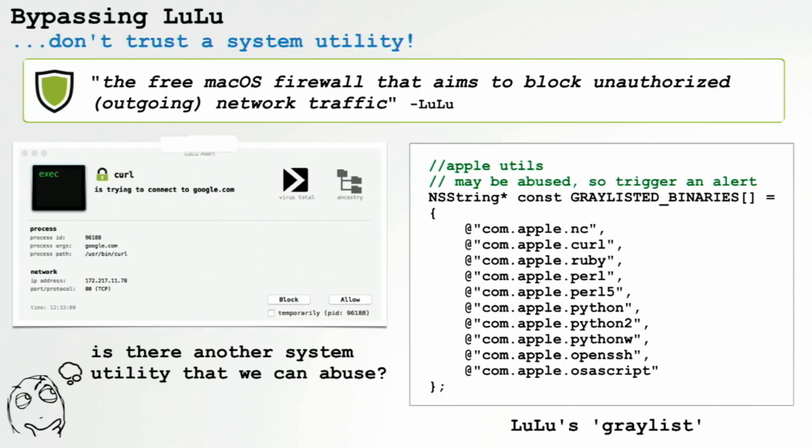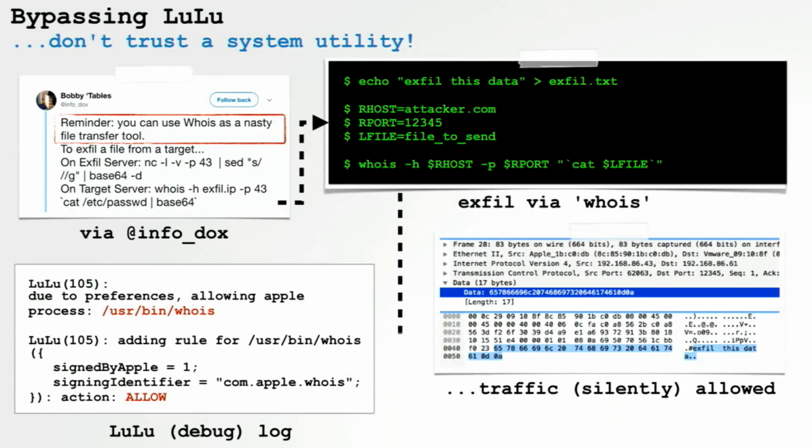Now on to Lulu. As Lulu is open source, turns out it's really not that hard to find a bypass. By default, Lulu trusts Apple signed binaries, although it has a gray list of Apple signed binaries that perhaps could be utilized by malware to perform malicious network actions, for example, curl and netcat. So the question is, can we find an Apple signed system binary that can allow us to do nefarious network actions, but that is not on the gray list?